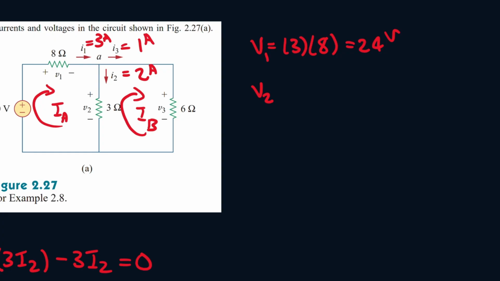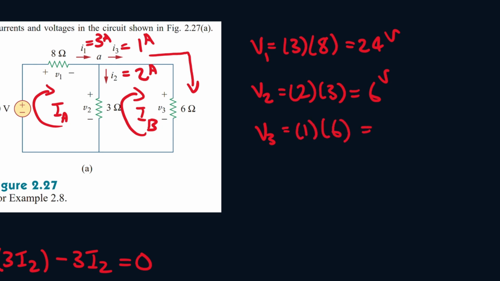V2, we see there is a 2 amp current moving through a 3 ohm resistor, so that's 6 volts. And for V3, we see that the 1 amp current is moving through the 6 ohm. So it'll be 1 times 6, and that's 6 volts. Alright, so those are your answers.